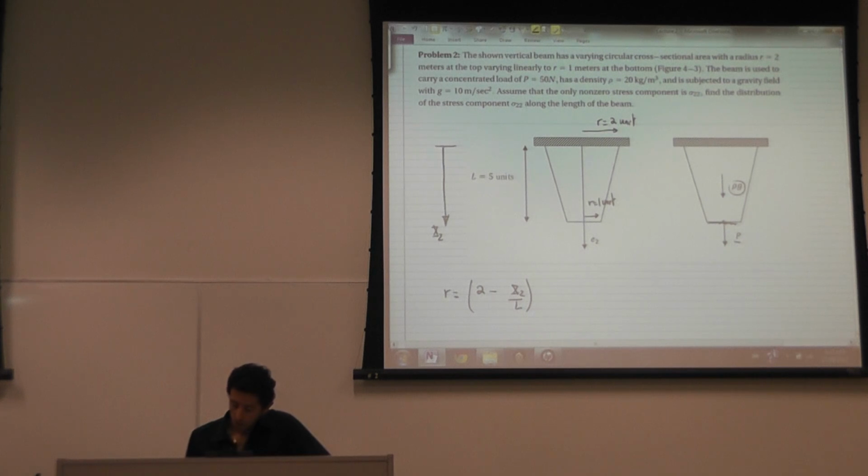There is a concentrated load, P equal to 50 Newton, which means this P equal 50 Newton gives me a boundary condition for the stress. Sigma 2 at this point is equal to 50 divided by pi r squared. I'm just going to write it P over pi.